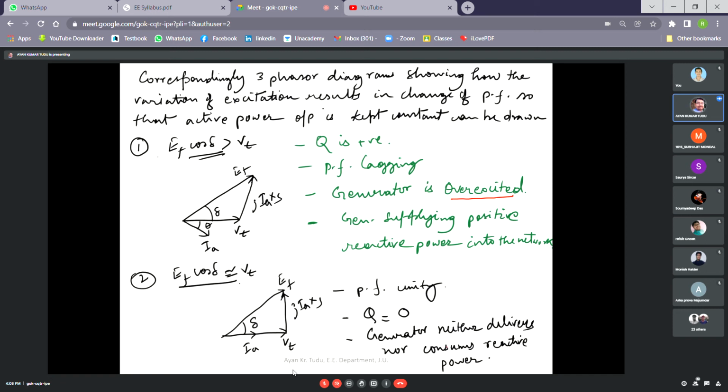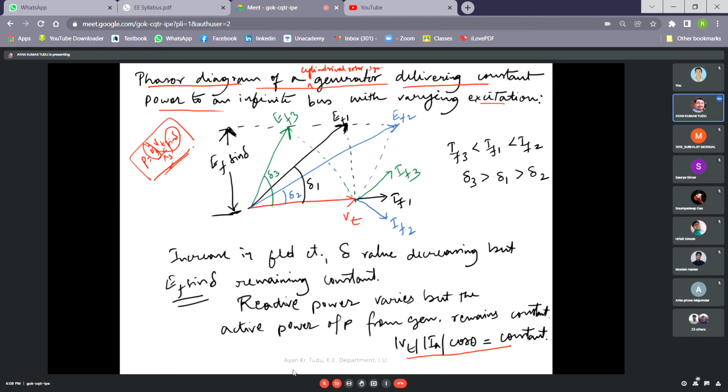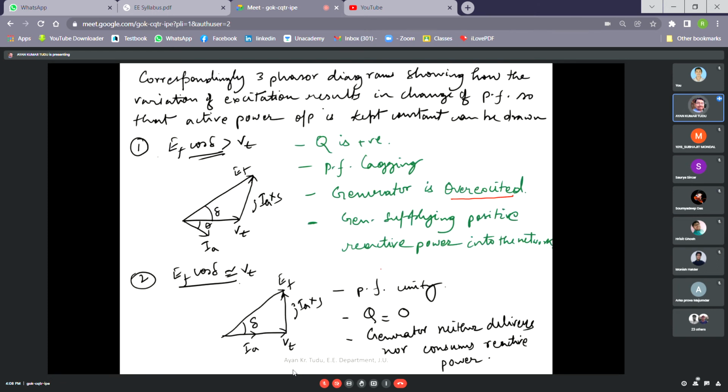And the third condition that we can draw is EF cos delta less than VT. That is our third figure here. If EF cos delta is less than VT, then what would happen? Can anybody tell me? It will be consuming reactive power from the supply. That is a very bad condition. That is known as the generator being in under excited condition.